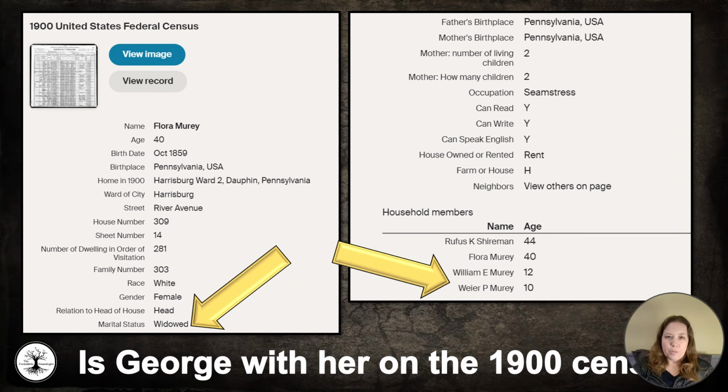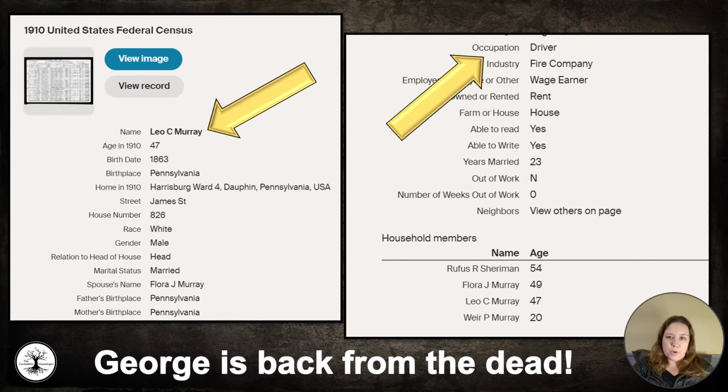Flora is living with her brother Rufus Shireman. She says she's widowed, but as we already talked about, that was pretty common for people who were divorced or perhaps abandoned. The most intriguing thing on here is that there are two sons. She has two sons, William E. and Weir P. So I move on to the 1910 census for Flora.